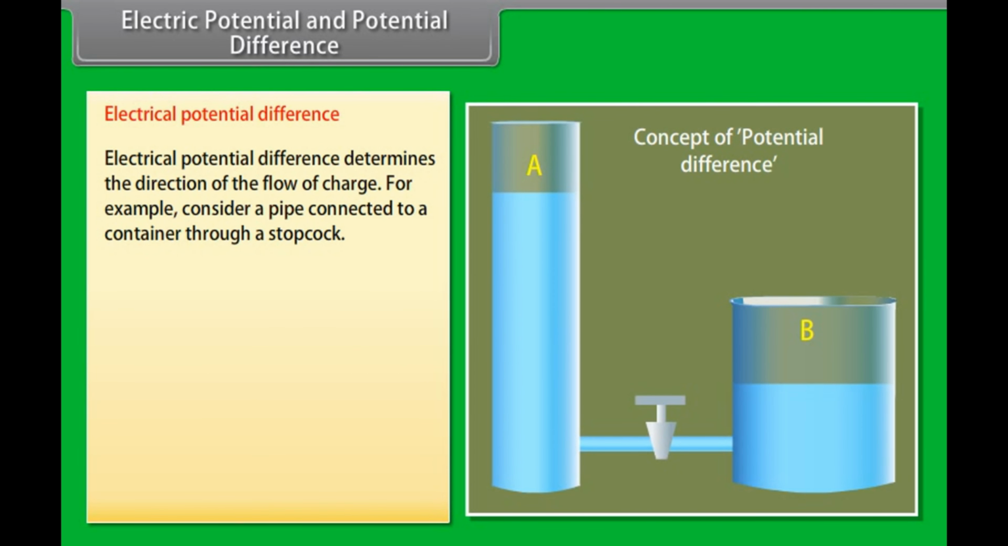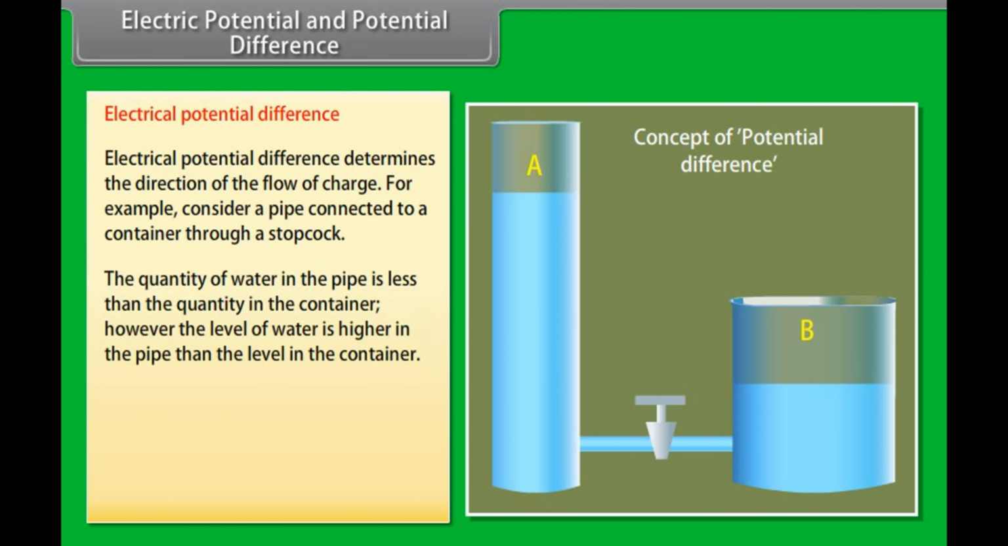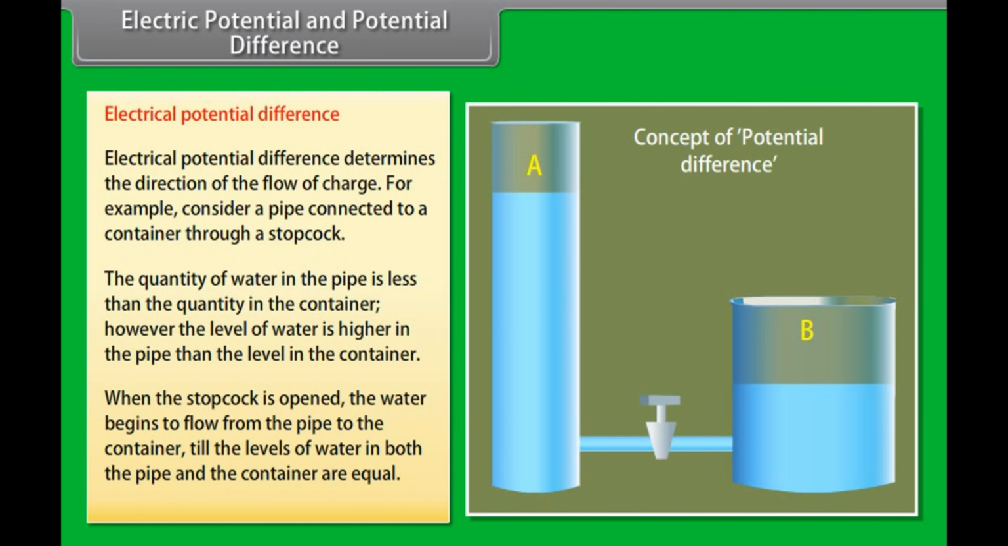Electrical potential difference. Electrical potential difference determines the direction of the flow of charge. For example, consider a pipe connected to a container through a stop cork. The quantity of water in the pipe is less than the quantity in the container. However, the level of water is higher in the pipe than the level in the container. When the stop cork is opened, the water begins to flow from the pipe to the container till the levels of water in both the pipe and the container are equal. This shows that it is not the quantity of water but the level of water which decides the direction of flow of water. It is the potential difference that is responsible for the flow of water.